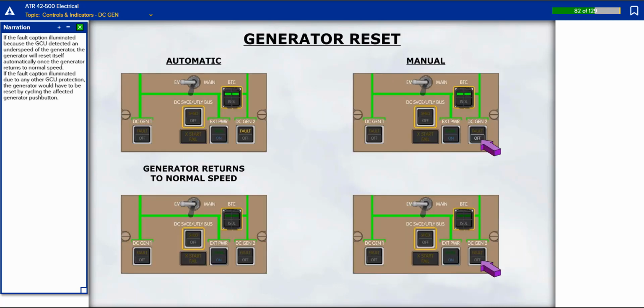If the fault caption illuminated because the GCU detected an underspeed of the generator, it will reset itself automatically once the generator returns to normal speed. If the fault caption illuminated due to any other GCU protection, the generator would have to be reset by cycling the affected generator push button.